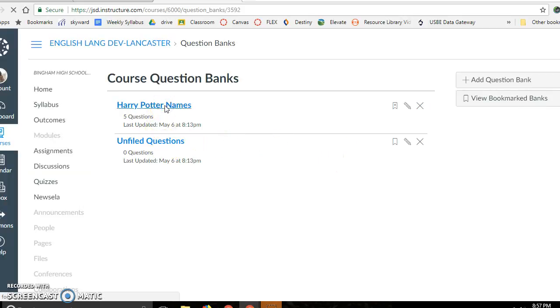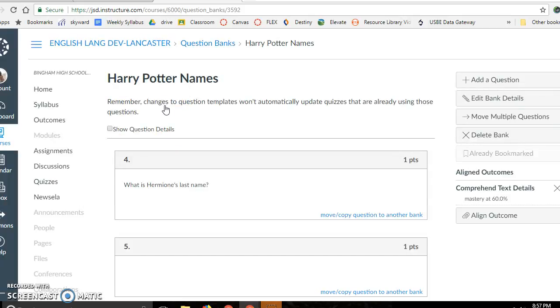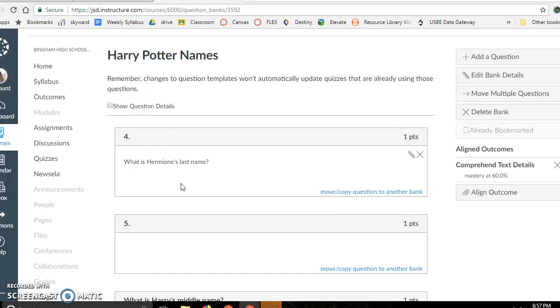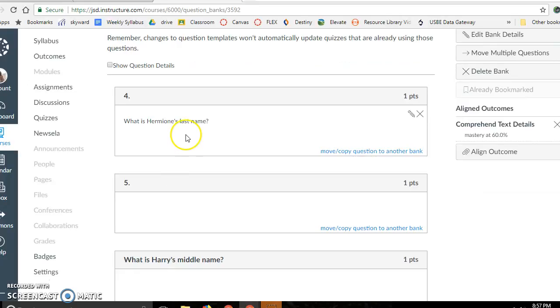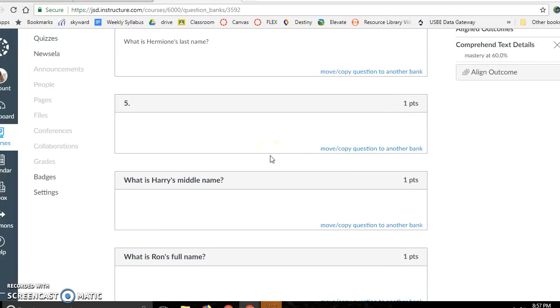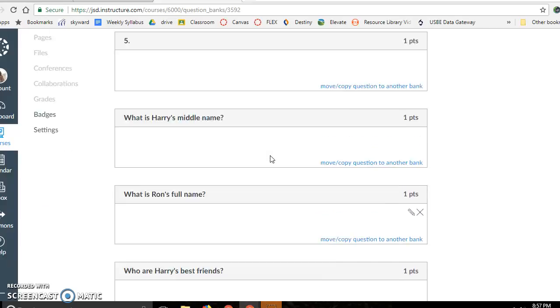All of mine are in Harry Potter names. I only have 5 questions, so sorry if that doesn't get me all points, but the assignment was 5 questions, and so I only did 5, and I'm not going to redo it because I'm not going to actually give this quiz. But, you know, here's what's Hermione's last name, and I don't remember, yeah, here's the questions.